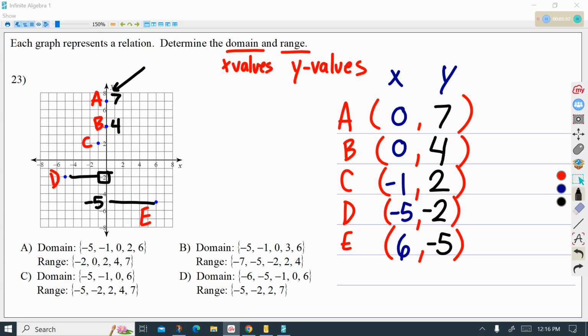So now take a look. We're done. We have everything that we need to solve this problem. Now usually you won't have to do all this writing, but because this is the first time we're doing this, we have to go over all the details. All right, let's find the domain.